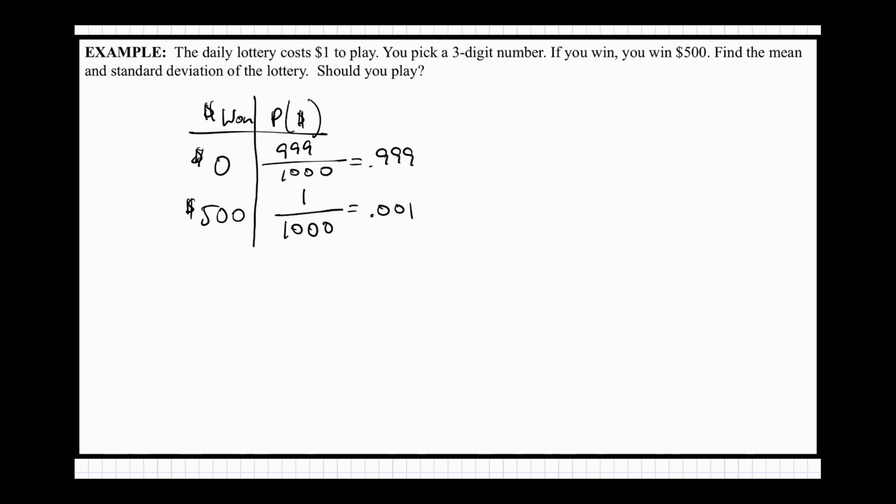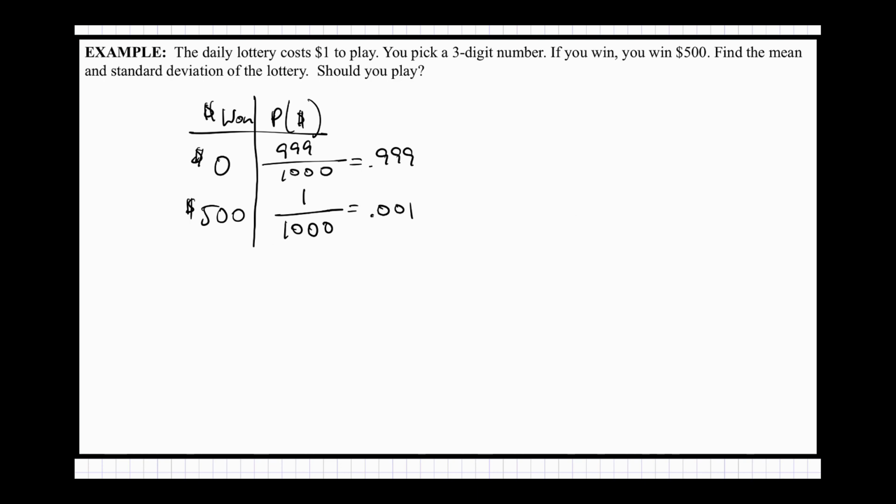You pick a 3-digit number, whatever 3-digit number you want. Remember we said from 000 to 999. Pick any number you want. If your number comes up, you win $500. If you lose, or if your number doesn't come up, you just lose the dollar.